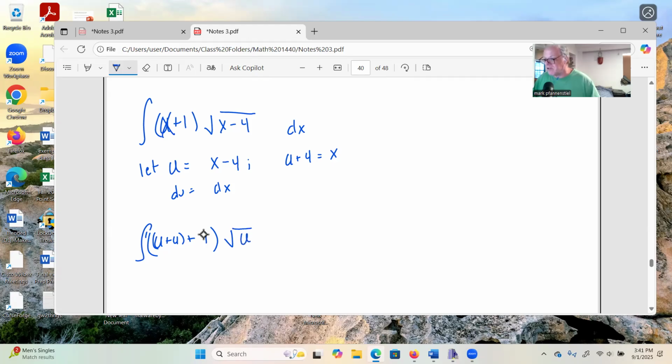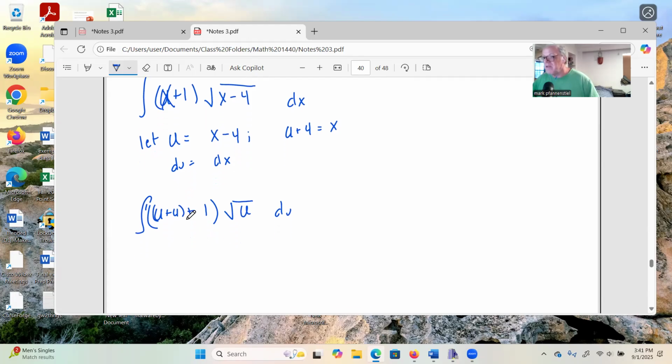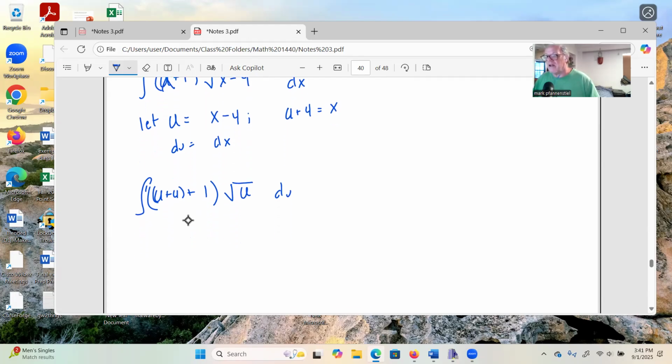That's just going to be square root of u here. dx is du, so we go ahead and replace that. So we have u plus 4 plus 1. Well, that's just going to be u plus 5 times u to the 1/2 power. We still haven't integrated. So we go ahead and factor this through, and the bases are the same, so we add the exponents. So that's going to be the integral of u to the 2 halves plus 1 half is 3 halves. Again, we haven't integrated yet, plus 5 u to the 1 half.